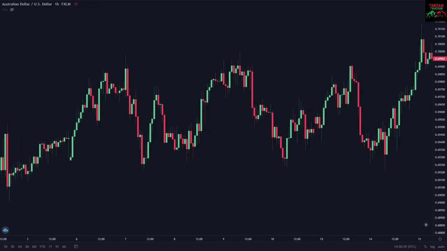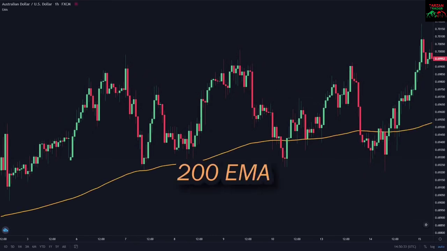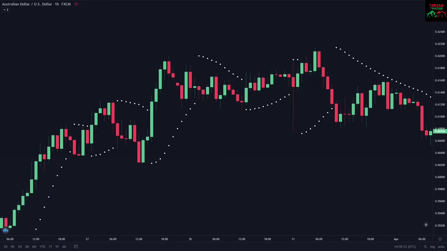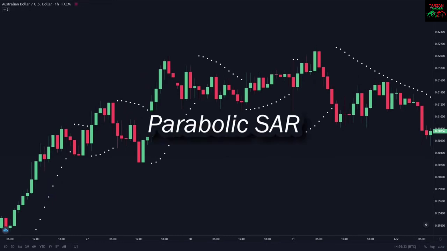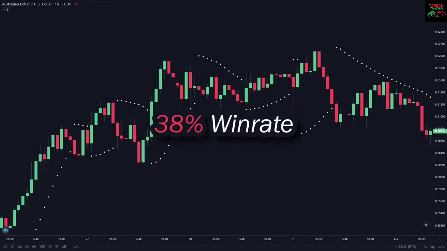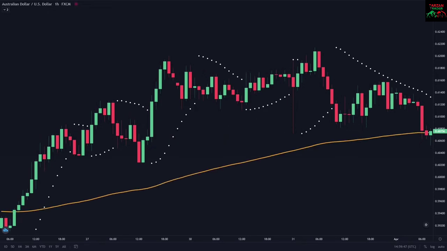Another moving average strategy that you can use is by combining the 200 exponential moving average with any indicator and automatically increase its win rate. Let me give you an example. If you're just trading only using the parabolic SAR, it will give you a win rate of only 38%. But if you combine it with a 200 EMA, it will increase the win rate to 46%. It also works with other indicators as well.